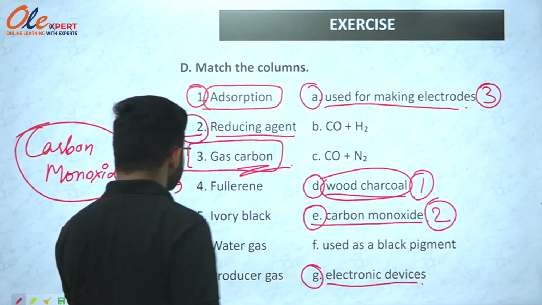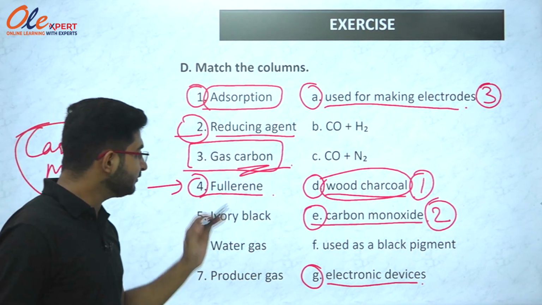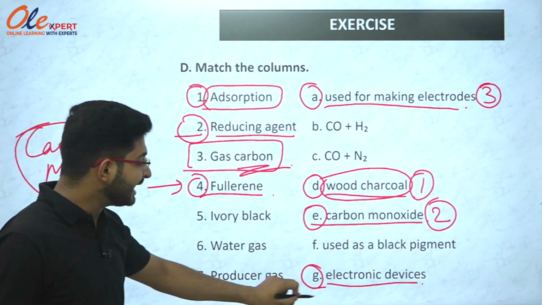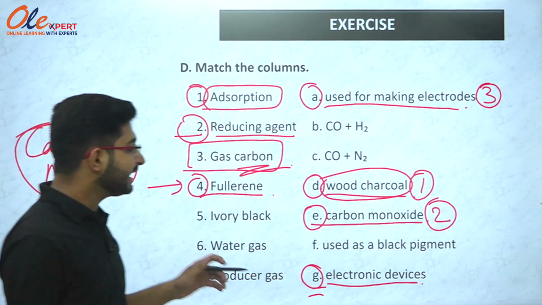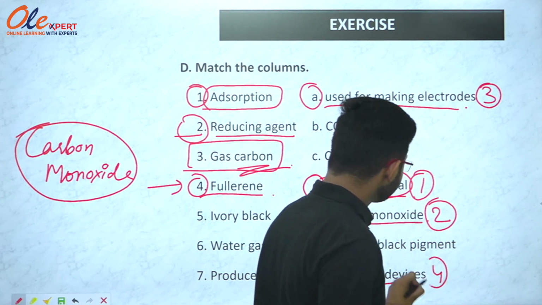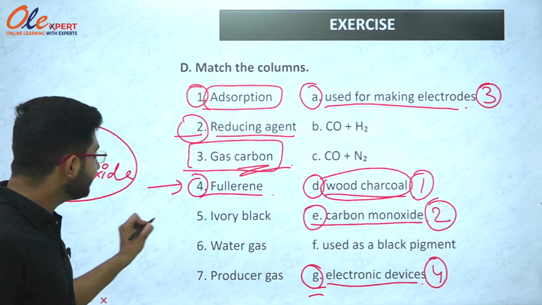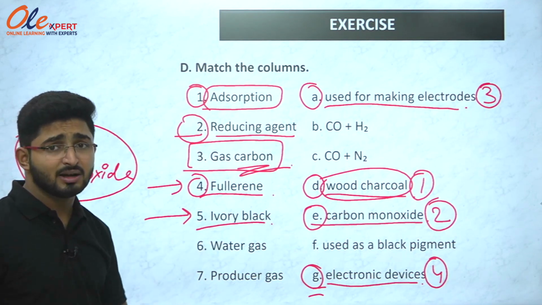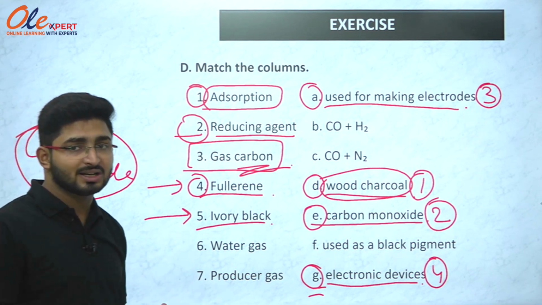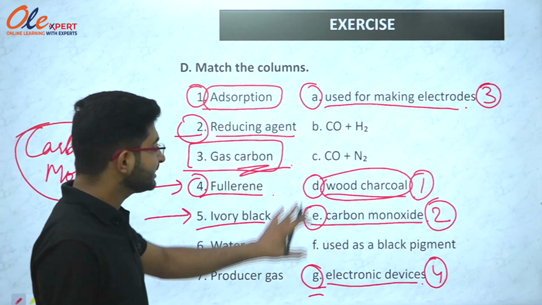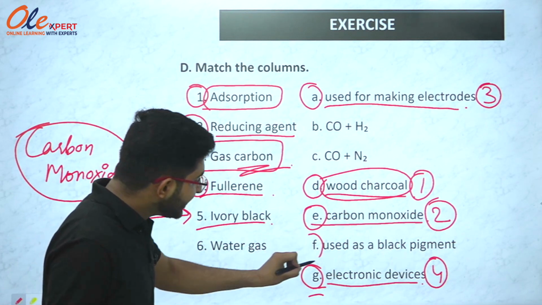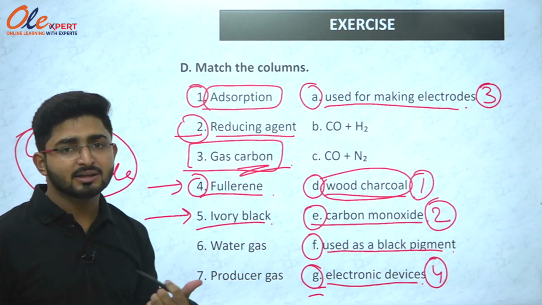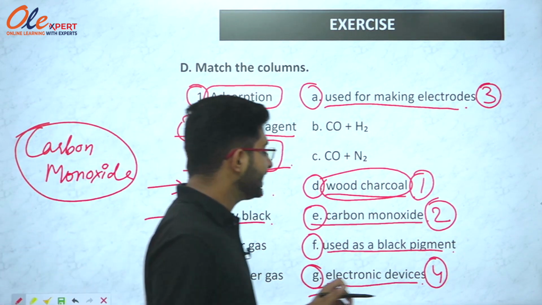Okay. The next part says fullerene, and we have discussed obviously that fullerene is used in making electronic devices. So that's why G is the correct answer. You can write 4 in front of it. Now the next part says ivory black. So what does ivory black mean? Firstly, it denotes the black color, or it is used in the formation of some substances that are black in color. So you can see in the next column, it is option number F that is written here, used as a black pigment. Obviously ivory black is used as a black pigment. That's why you can write 5 in front of it.